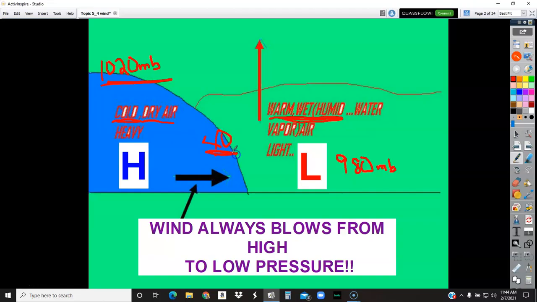That's a lot in the world, again, of weather. 40 millibars is a lot of pressure difference. And so that creates a strong pressure gradient, and it's going to generate wind. The wind will blow from the high pressure toward the low pressure. Always from a high toward a low.